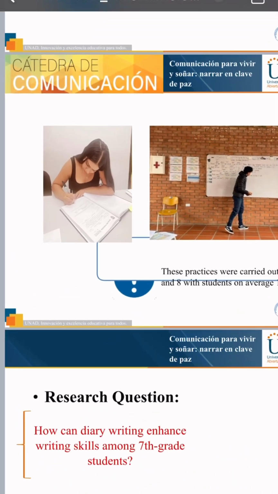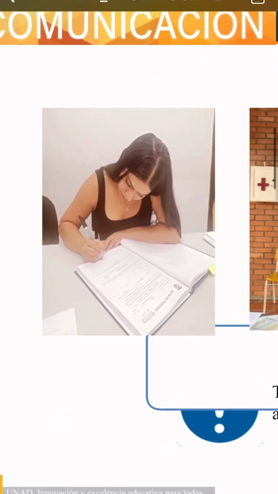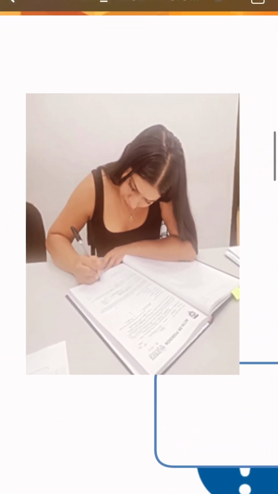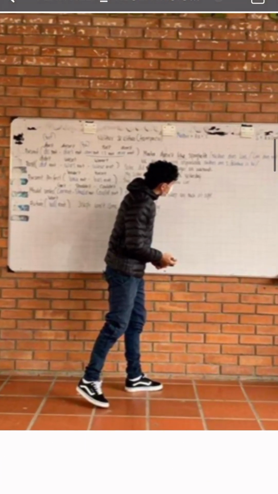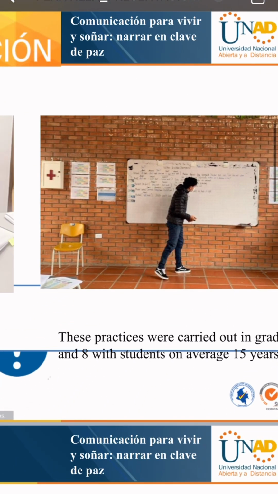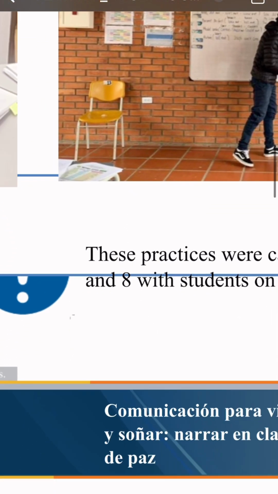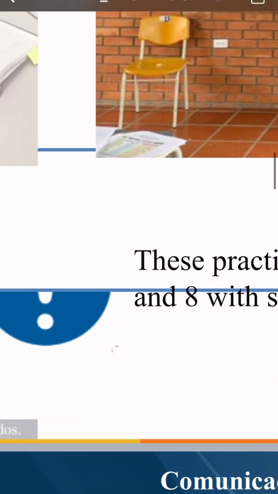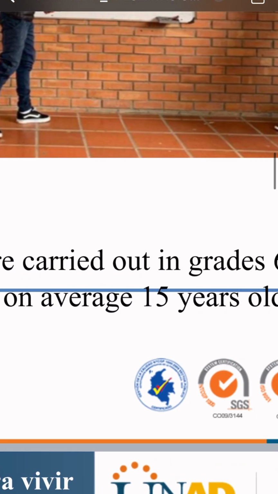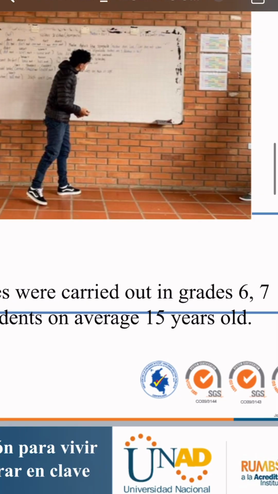After this little information and introduction about my college and its principal, I'm going to introduce my teacher and the students with whom I did this practice. She is my accompanying teacher. Her name is Desiree Garcia, and I'm here teaching some classes. This practice was carried out with grades 6, 7, and 8, with students 15 years old on average.